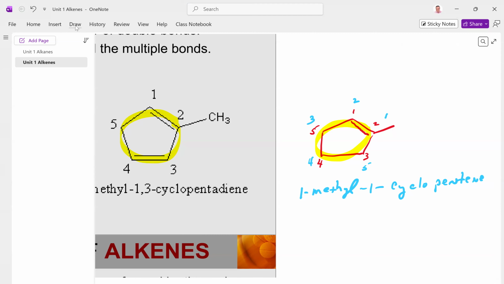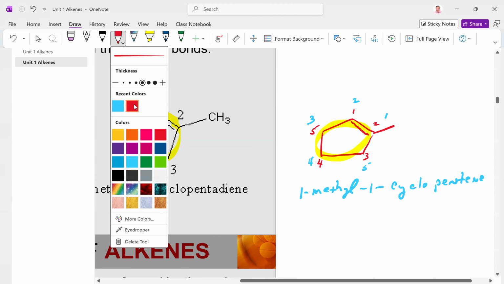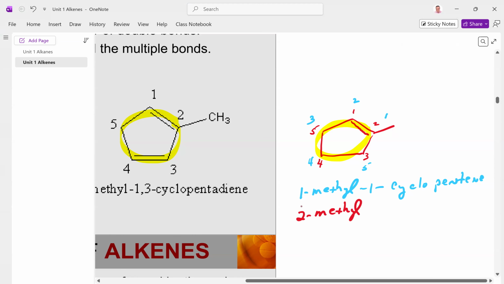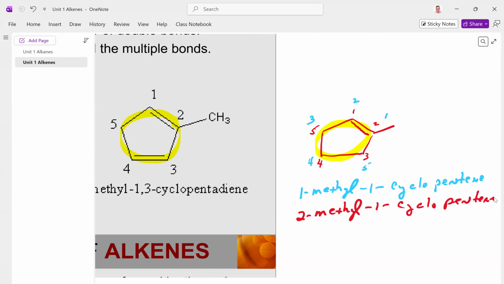Let's switch over to the red numbers now and look at the difference between the two. Okay, using the red numbers now, the methyl branch is on carbon number 2. Double bond is still carbon number 1. Okay. So, bottom line, which has the lowest number, blue or red? Blue. So that's the correct one.